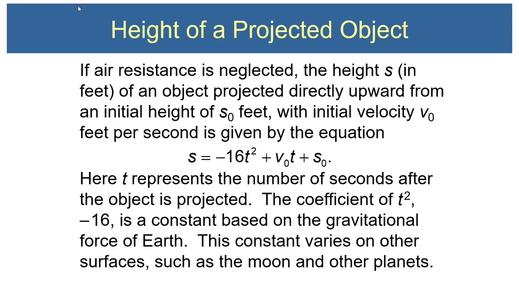If air resistance is neglected, the height s in feet of an object projected directly upward from initial height of s0 feet with initial velocity v0 feet per second is given by the equation s equals negative 16t squared plus v0 t plus s0. Here t represents the number of seconds after the object is projected. The coefficient of t squared, negative 16, is a constant based on the gravitational force of Earth. This constant varies on other surfaces, such as the moon and other planets.